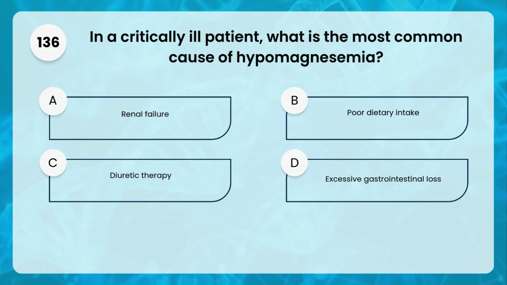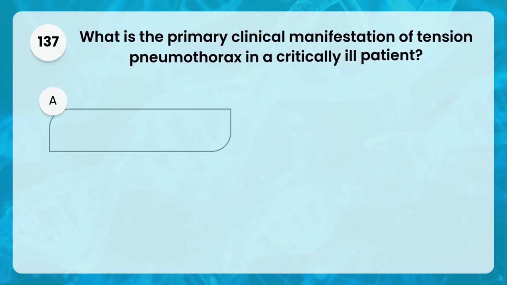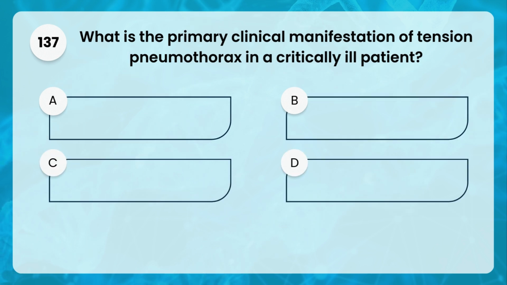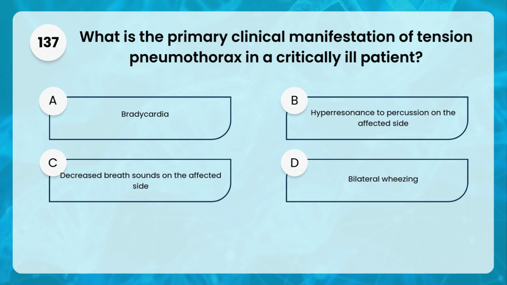A. Renal failure. B. Poor dietary intake. C. Diuretic therapy. Or D. Excessive gastrointestinal loss. The answer is C. Diuretic therapy. Number 137. What is the primary clinical manifestation of tension pneumothorax in a critically ill patient?